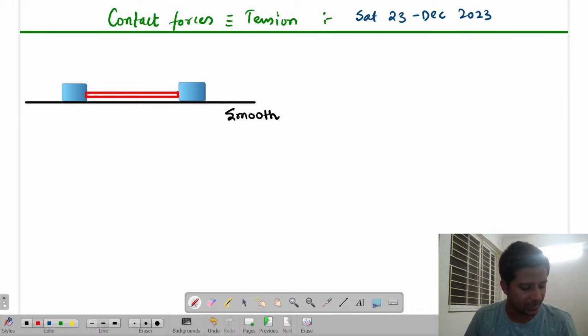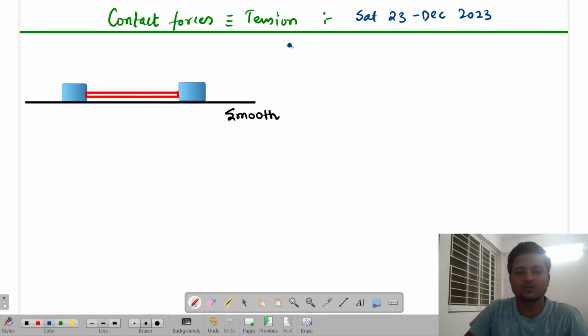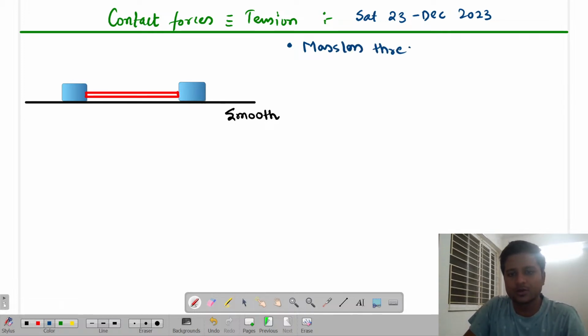All the threads we are going to consider right now are going to be massless in nature. When we include masses in the thread, I'll come to that, and I'll also include the particular cases of threads which have masses. So here we are considering a massless thread. Are you able to get me or not? It means the thread does not have mass, but the particles are definitely present. Is that clear or not?